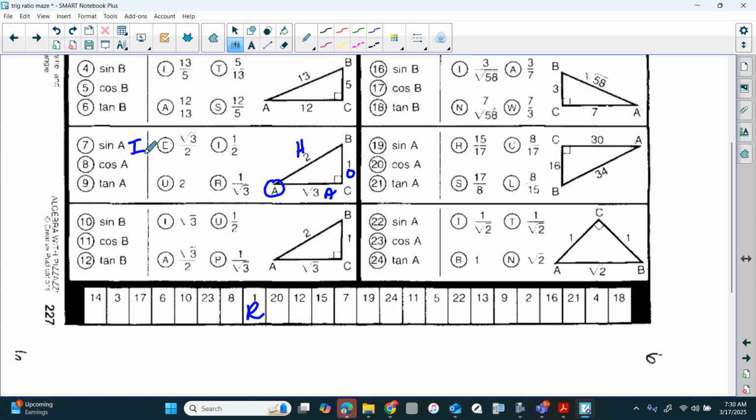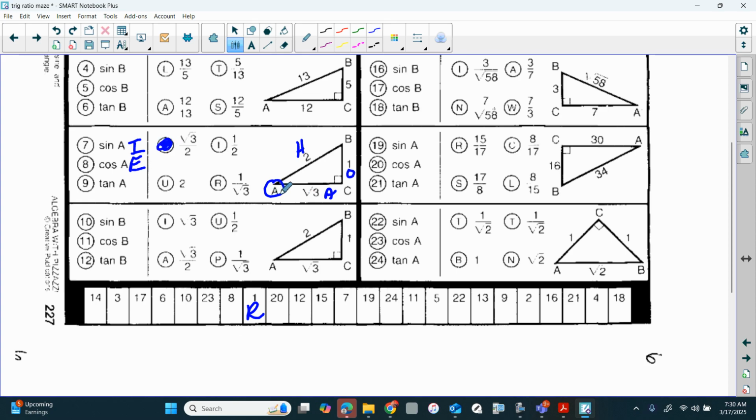Then our cosine is adjacent over hypotenuse. So that'd be root 3 over 2. So I can keep that one. I think my letters are faded. So I think that's an E. I apologize, that's this answer right here. I'm putting the wrong letter.